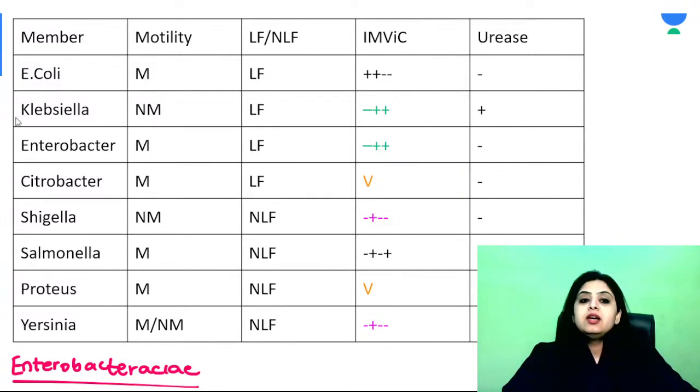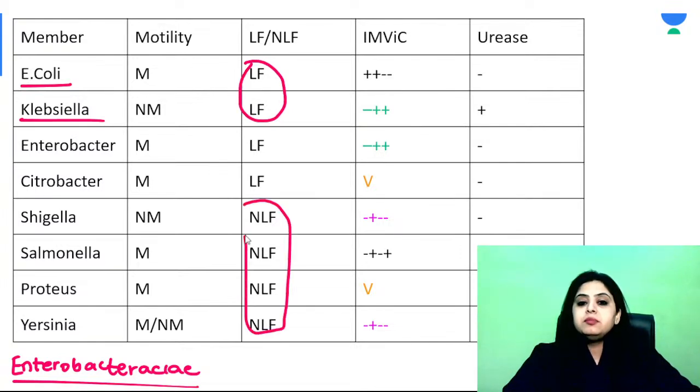So first of all, what are the fermenters? You told me the KK ones are fermenters. They are the lactose fermenters. Everything else becomes non-lactose fermenters. This table is okay, and maybe you've not seen this table in the books, but if you read this entire chapter, the entire chapter is revolving around this only. So which one was the lactose fermenter? The KK sound ones, meaning E. coli, Klebsiella, and all the others become non-lactose fermenters.